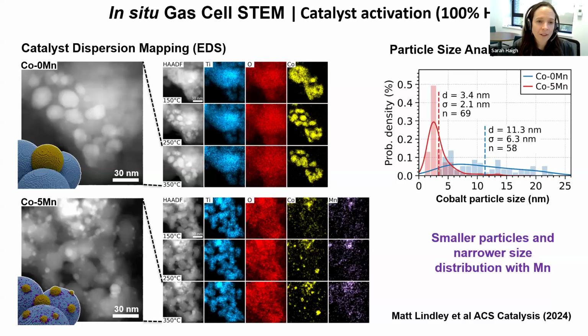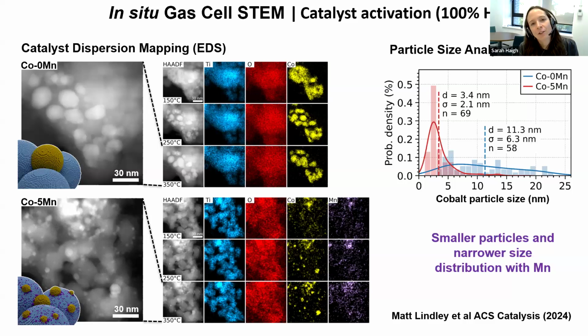So we do that with our in situ holders, where we look through silicon nitride windows and we're able to flow in different gases. In this case, it's hydrogen gas, which is used to activate the catalyst. And we heat the sample up to 350 degrees C, which is the activation temperature, at which point we know that all of that cobalt will have transformed to the metallic state and therefore the active state of the catalyst.